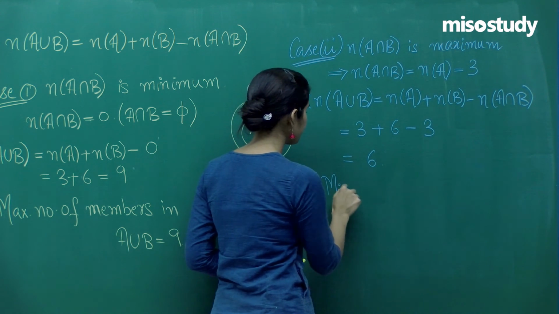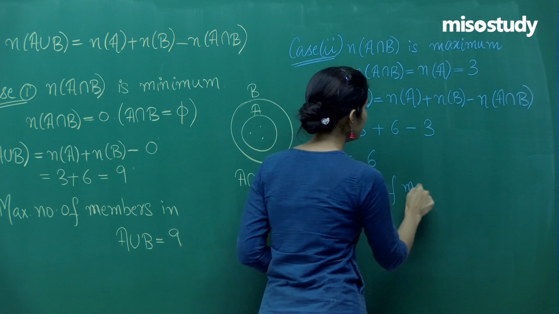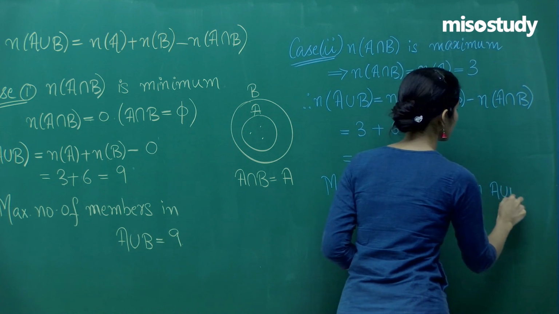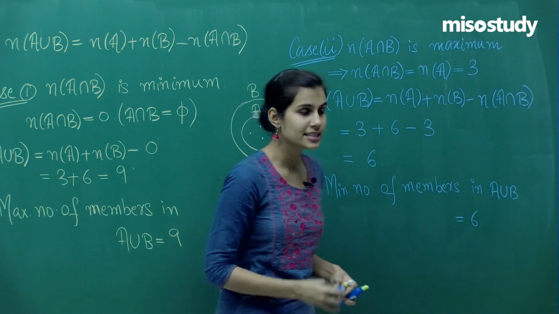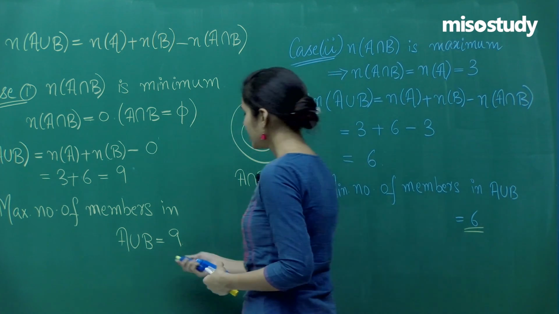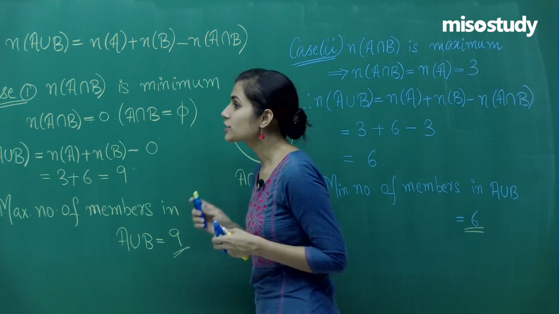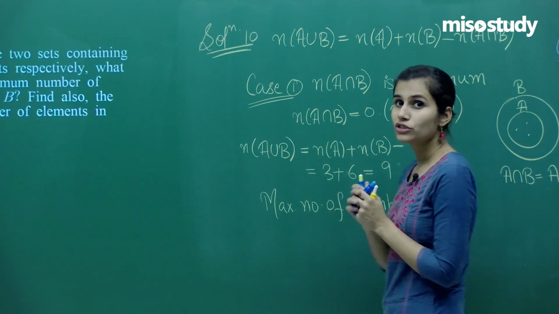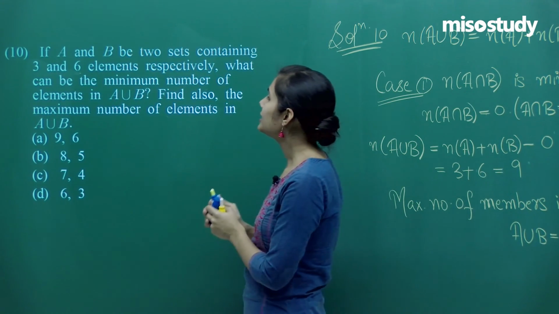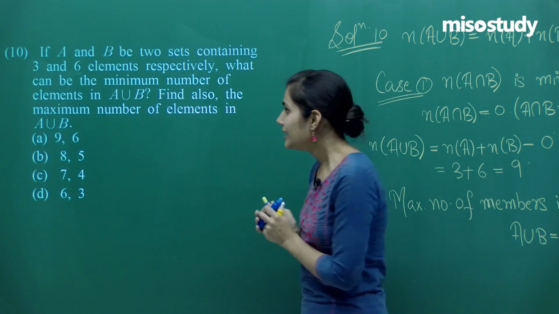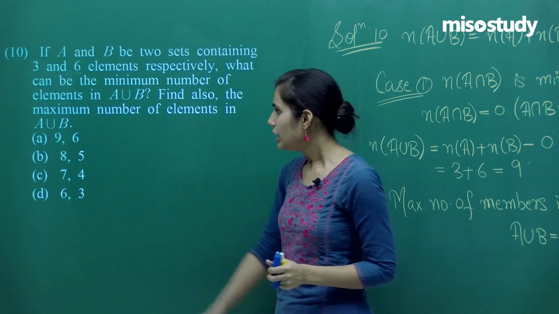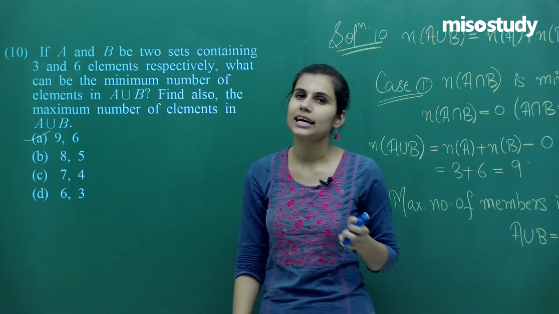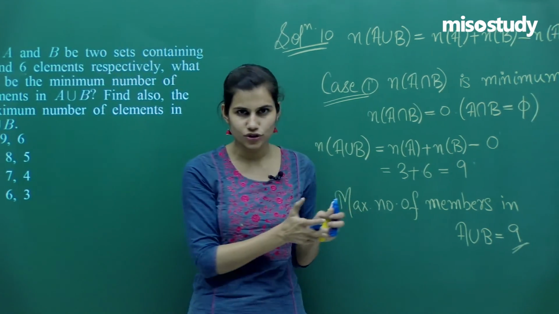Therefore, the minimum number of members in A union B is 6. 6 is the minimum number and 9 is the maximum number. 6, 9 is the tuple that I am going to search for, or maybe 9, 6, whichever suits me. The question is asking for the maximum and minimum number of members. 9, 6 is given as the first tuple. The rest of the tuples give the wrong answer. Therefore, 9, 6 is the correct option, and this is the solution of the question, number 10.